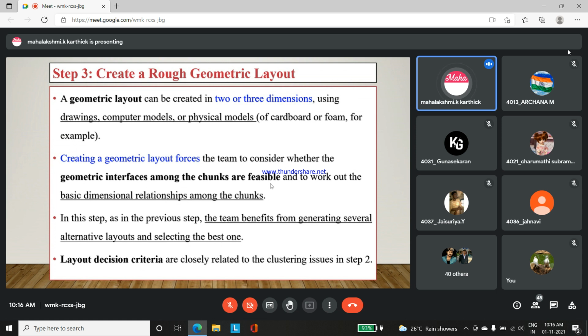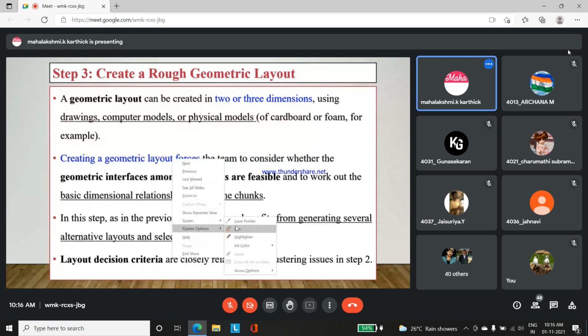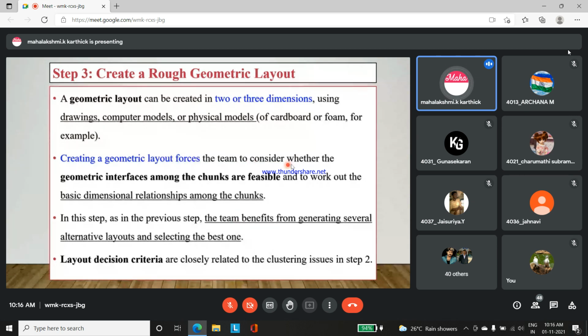So on the analysis, everything will be involved in this step 3 process: creating a geometric layout. The team considers whether the geometric interface, whatever structure you are giving for the product among the chunks or the parts, is feasible, and works out the basic dimension relationship among the chunks. If one chunk is dependent on other chunks, only through this layout can you find it out.